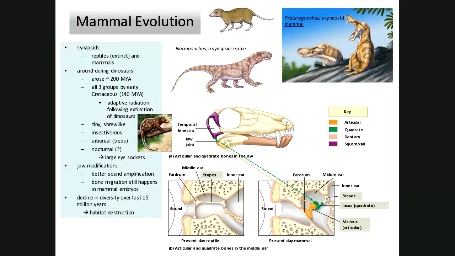Mammalian evolution. All right, so synapsids. Among the synapsids are the extinct reptilian-like synapsids, and then we have the extant mammalian-like synapsids. Now, mammals didn't evolve again. It isn't a progression. They didn't evolve necessarily after the dinosaurs went extinct. They were around during the dinosaurs, about 200 million years ago. All three groups of mammals, the monotremes, the marsupials, and the placentals, were all here by the early Cretaceous and then really kind of radiated out after the dinosaurs took a hike.